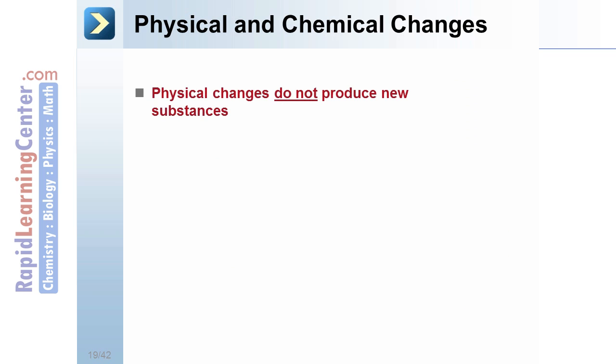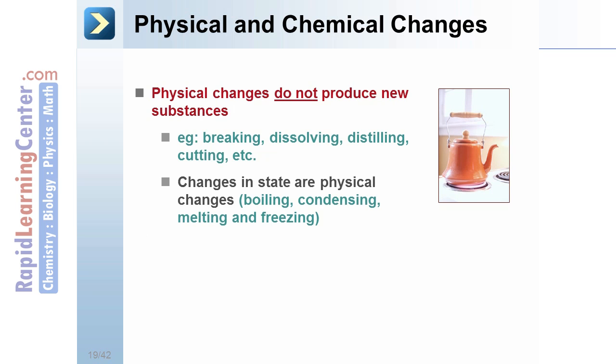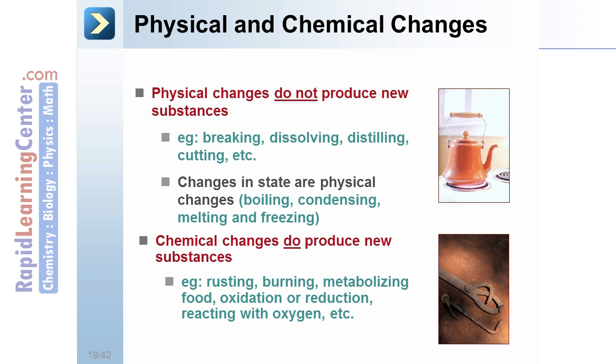Some examples of physical changes include breaking, dissolving, distilling, cutting, and any change in state. Some examples of chemical changes include rusting, burning, metabolizing food, oxidation and reduction, or reacting with oxygen.